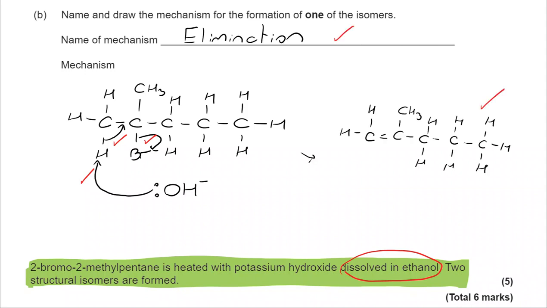So that's what we have here. And you can see the double bond has been formed, the Br has gone, and an H has gone from here. That takes us to the end of this question.